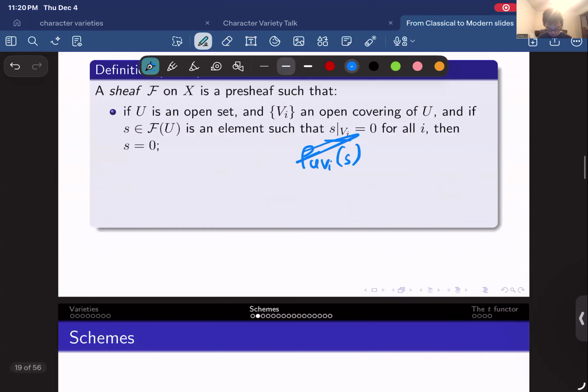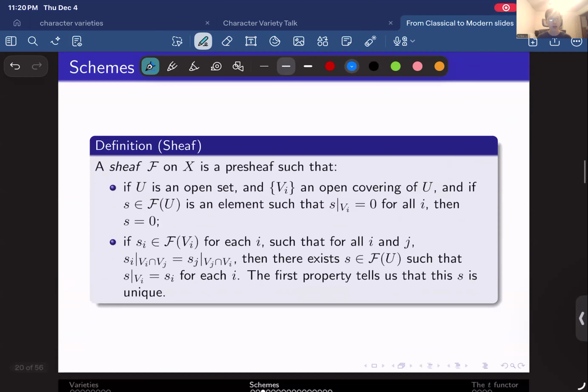And second, if S_i are sections in the smaller open sets in F(V_i) for each i, such that for all i and j, S_i restricted to V_i intersect V_j, where with the same philosophy I'm applying the restriction map, equals S_j restricted to the intersection, then there exists S in F(U) such that S restricts to V_i equals S_i for each i. And the first property tells us that this S is actually unique.